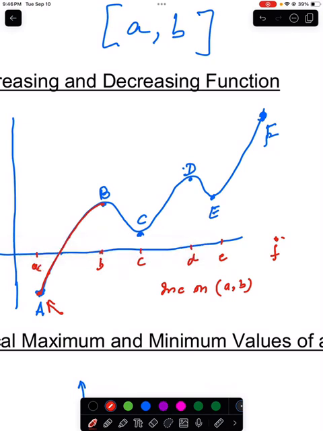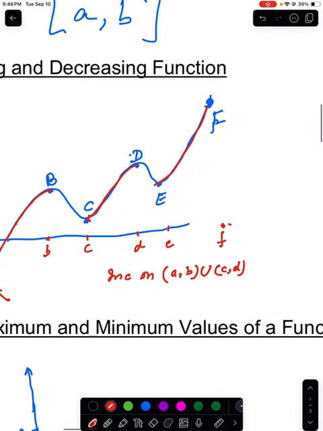Then when else is it increasing? It's increasing in this portion as you move from the point C to the point D. So corresponding points on the x-axis are little c and little d. So we'll say union C, D. And then we see again from E to F, it is increasing. So we say union EF. So now note one thing here, EF.